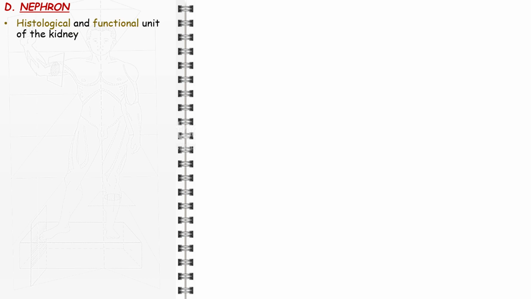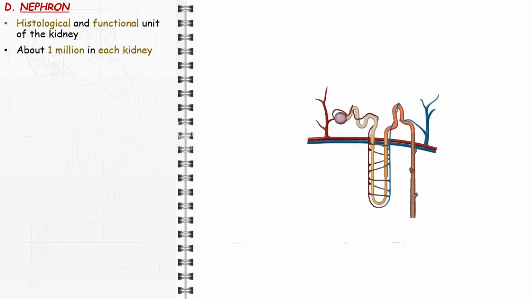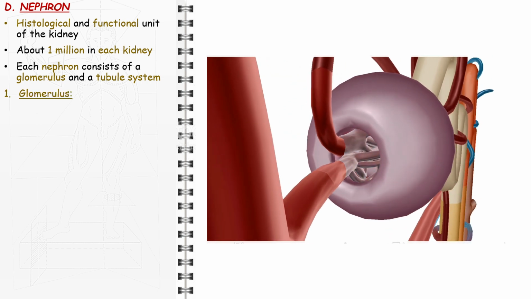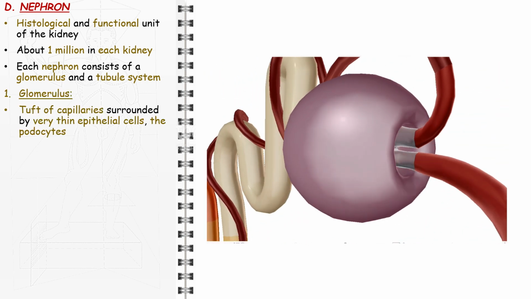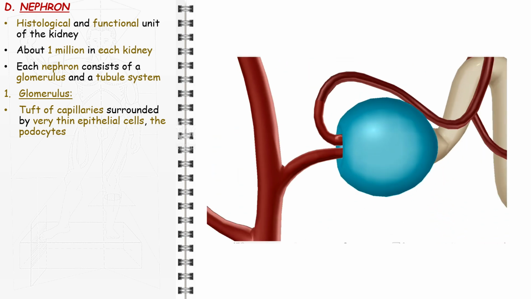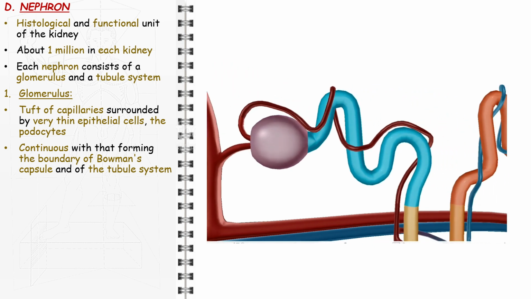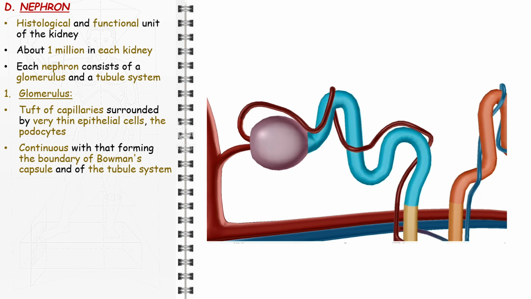There are about 1 million in each kidney. Each nephron consists of a glomerulus and a tubule system. The glomerulus is a tuft of capillaries surrounded by very thin epithelial cells, the podocytes, continuous with the ones forming the boundary of Bowman's capsule and the ones of the tubule system. The capillary wall is made of endothelium and glomerular basement membrane.